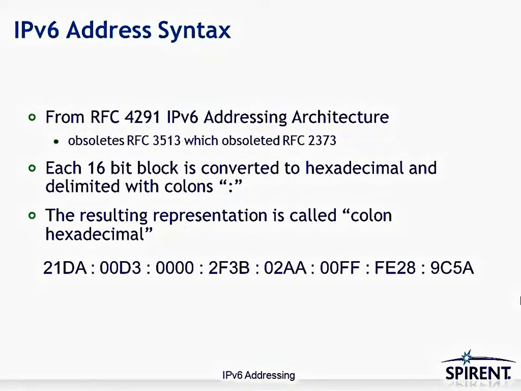The way this is written and displayed to us is documented in RFC 4291, the IPv6 architecture. Each 16-bit block that's represented on the previous slide is converted to hexadecimal and delimited with colons. So the resulting representation is called colon hexadecimal. Even though what you see below still looks a little bit unwieldy to us human beings, it's definitely better than looking at 128 binary ones and zeros.